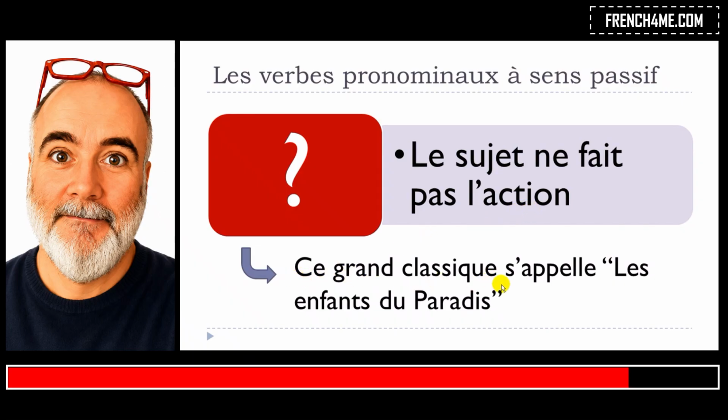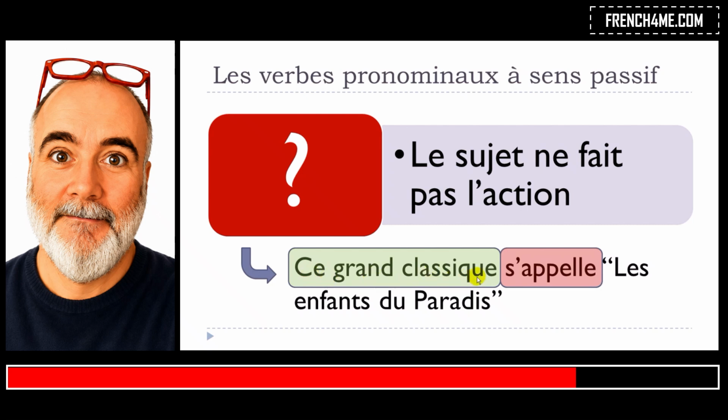Ce grand classique s'appelle Les Enfants du Paradis. So in that case, we want to talk about a movie, Les Enfants du Paradis, and it's a classical movie, so ce grand classique. So let's have a look at your sentence. Here you can see the verb, okay? You can see that before the verb, you've got this S apostrophe, so it does mean that it is a verbe pronominal, okay? And then here, just before, you've got the subject, ce grand classique.